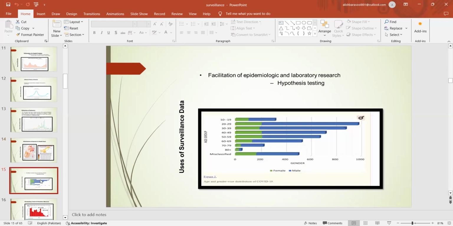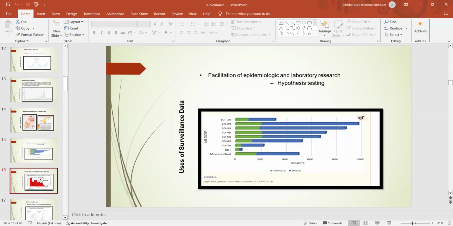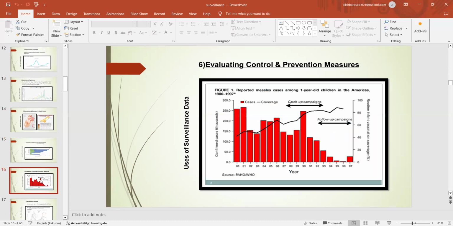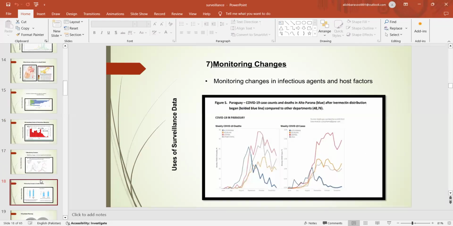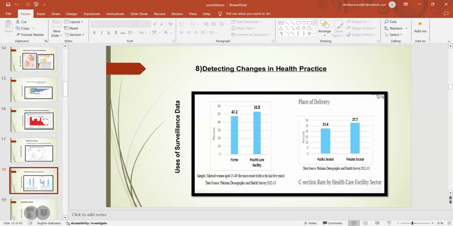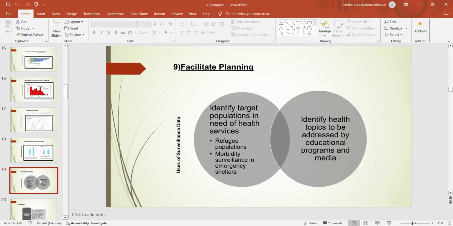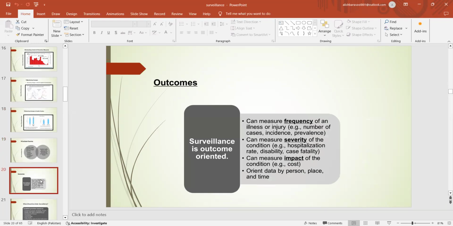Facilitation of the epidemiological and laboratory research. Evaluating the control and preventive measures. Monitoring changes in the infectious agents and host factors. Detecting changes in the health practice and facilitating planning. Identify target populations in need of health services, such as refugee populations and morbidity surveillance in emergency shelters. Identify health topics to be assessed by the educational programs and media.